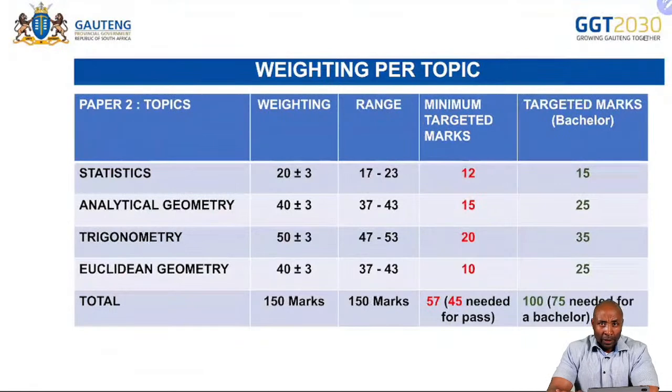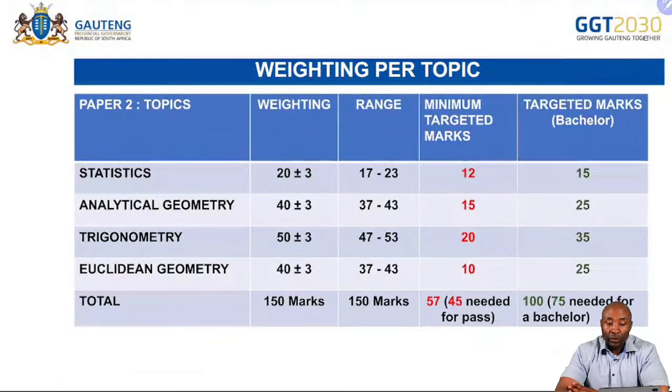Now, let's look at our targets so that we are able to achieve what we need to achieve. In order for us to achieve 45%, you need to score 57 marks in paper 2. And in order for you to achieve a bachelor pass, you must at least score 100 marks in paper 2.